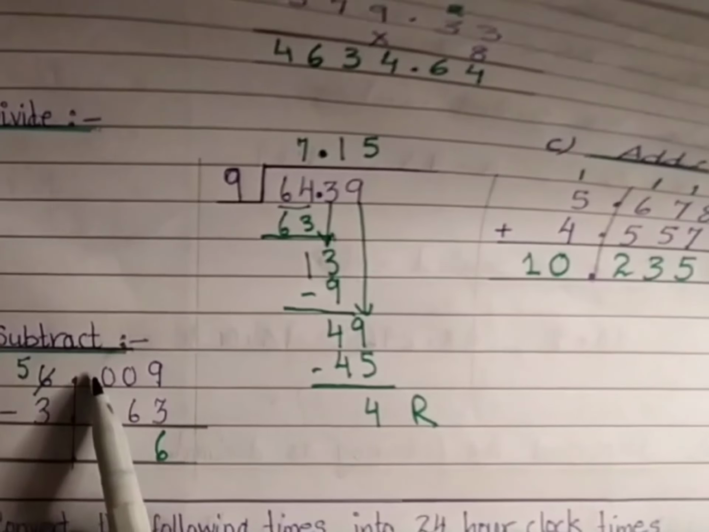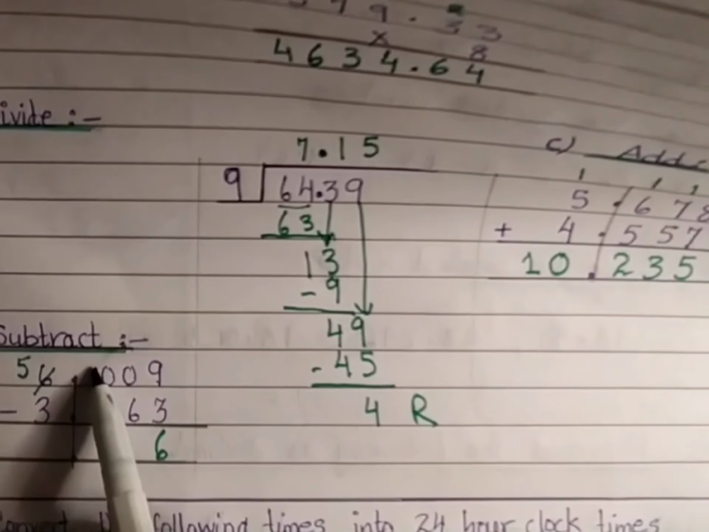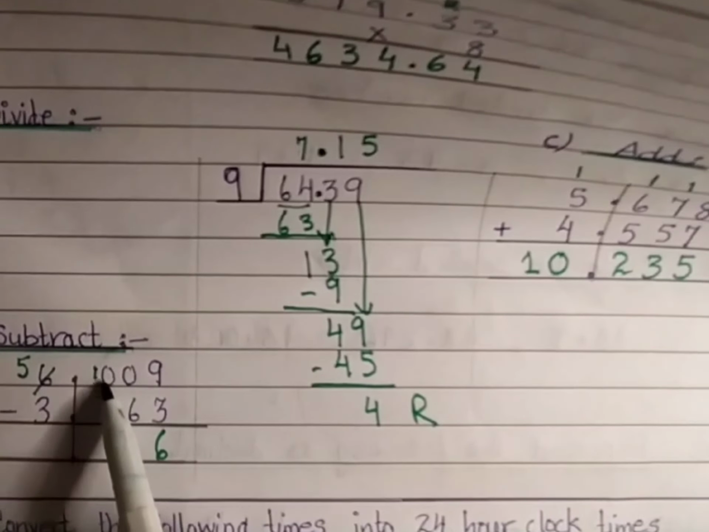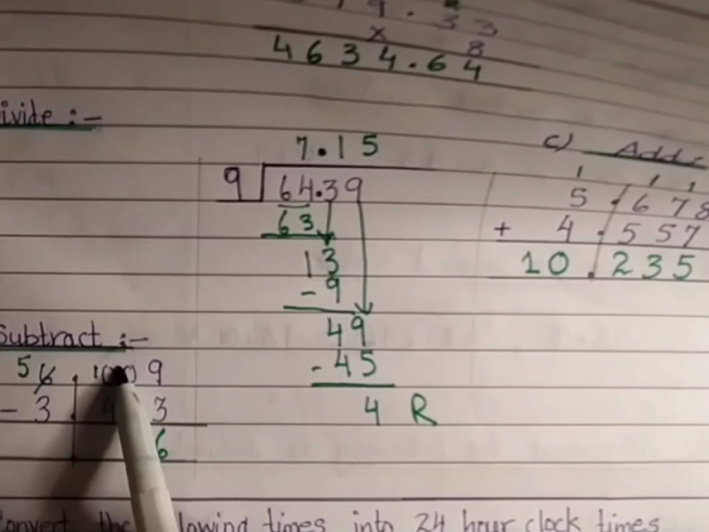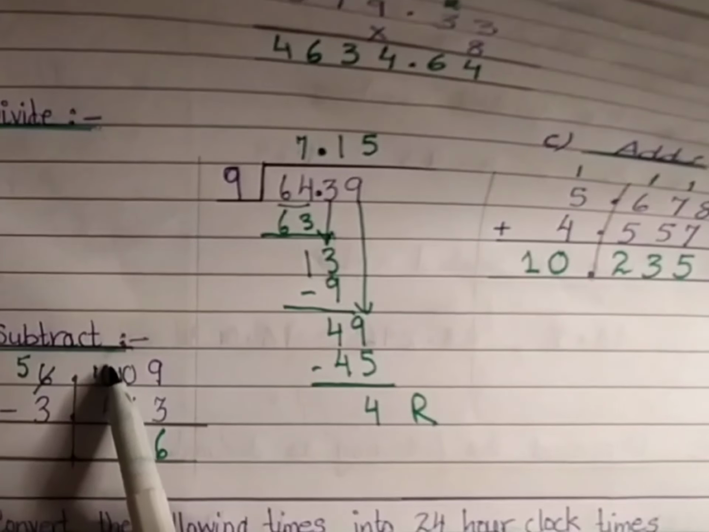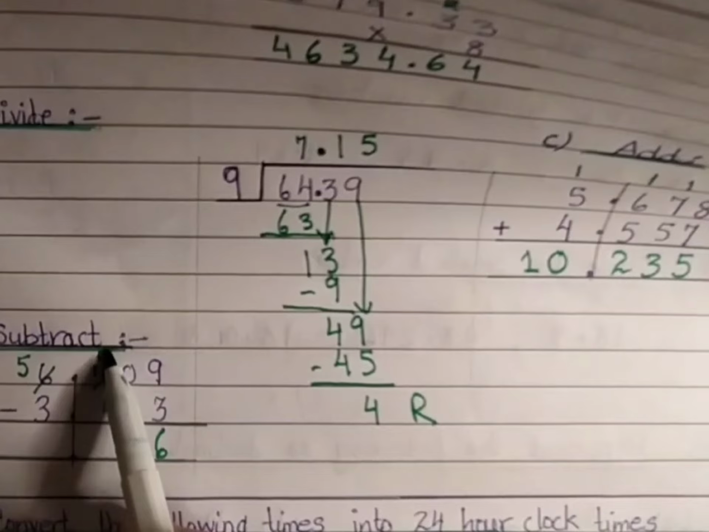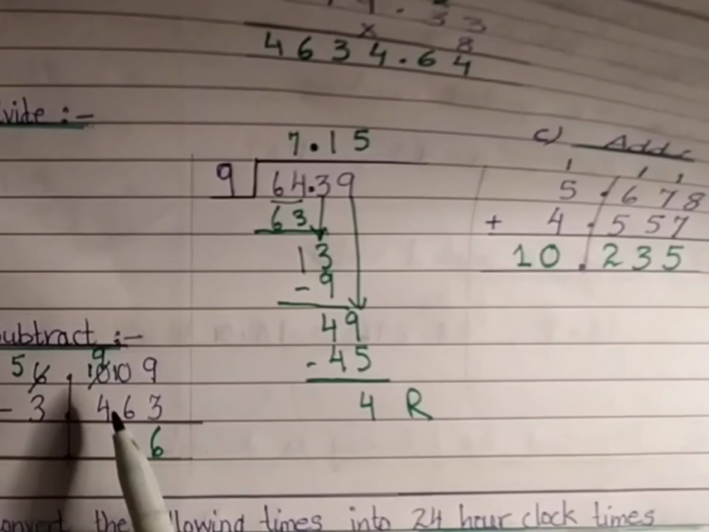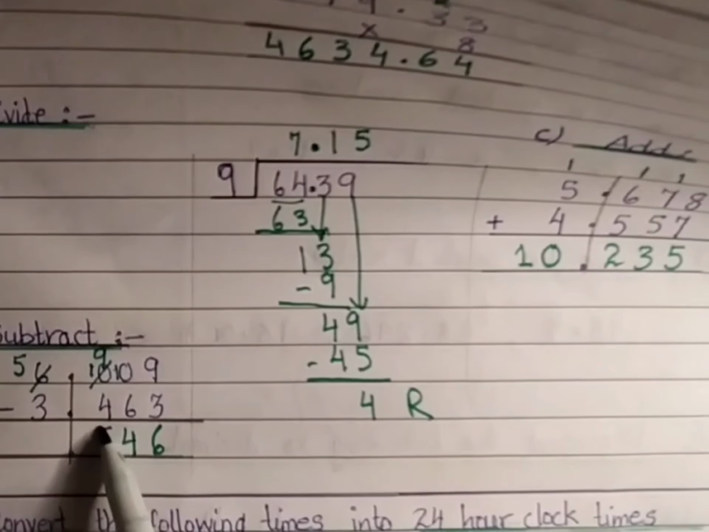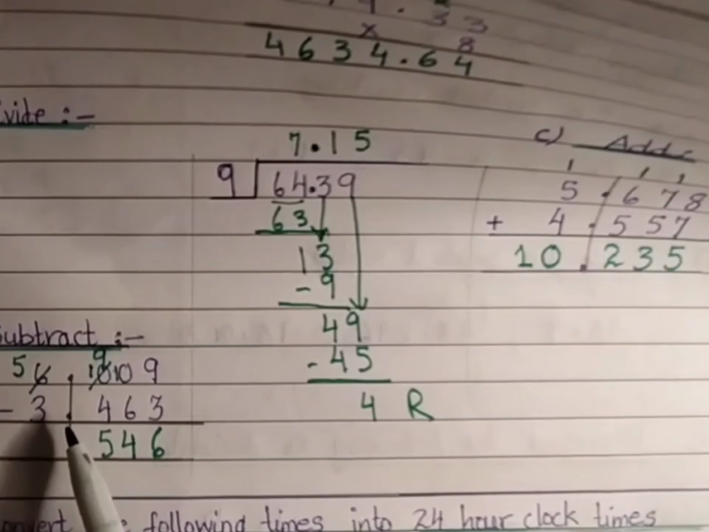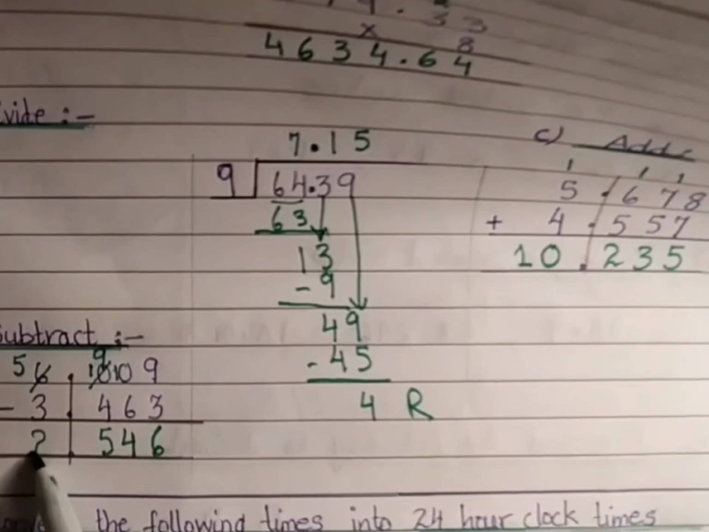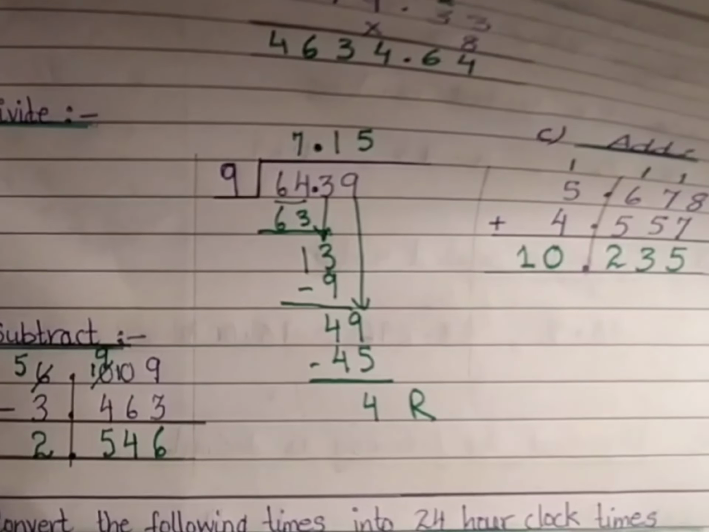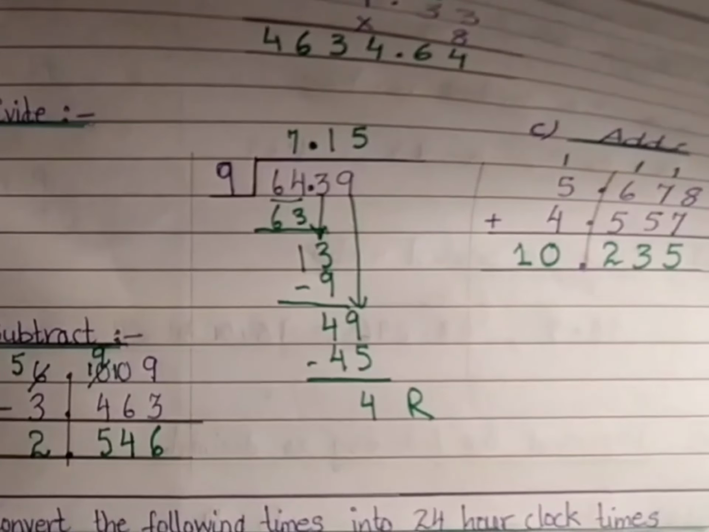When this 6 gives a number to the 0, 6 becomes 5. This has become 10. Now it is going to give a number to the neighbor, and this will become 9. 10 minus 6 gives you 4. 9 minus 4 gives you 5. And 5 minus 3 is giving you 2. So the answer is 2.546.